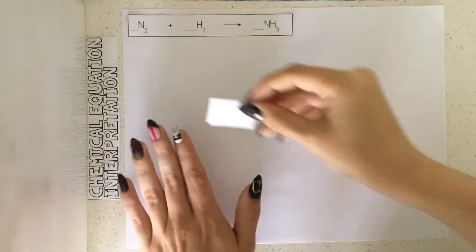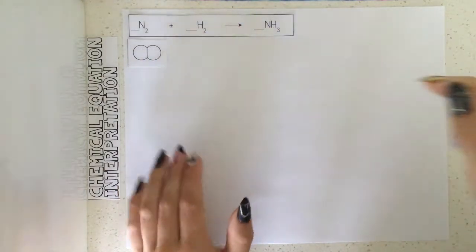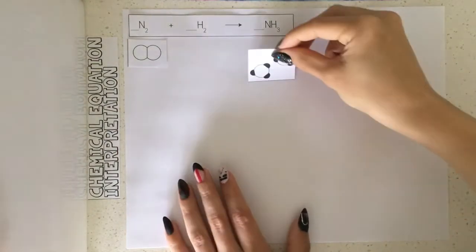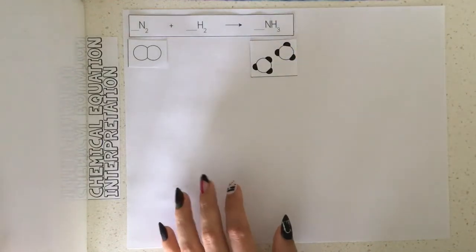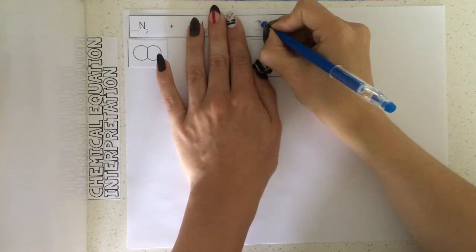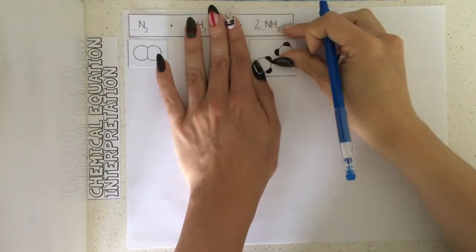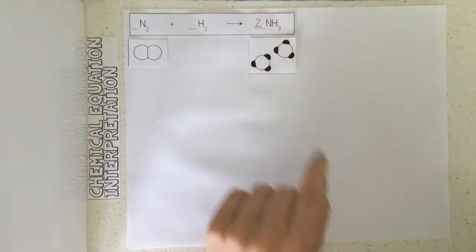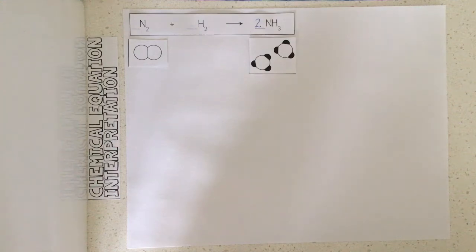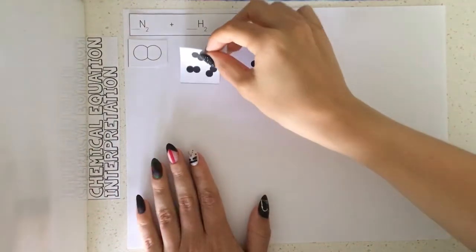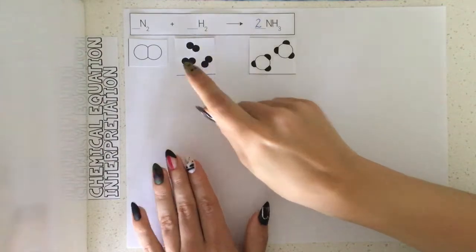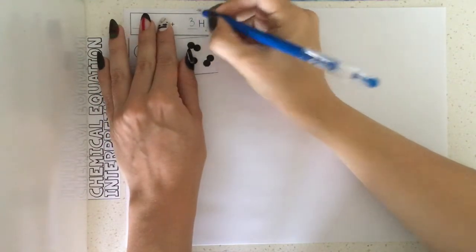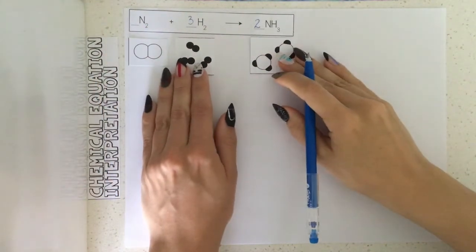Here, nitrogen is a diatomic molecule. Our product should also have 2 nitrogen atoms. So if we put a 2 in front of our ammonia to show that 2 molecules of ammonia are being created, that gives us 6 hydrogens. Since hydrogen comes in the form of a diatomic molecule, that means you need 3 molecules of hydrogen to come up with your 6 atoms of hydrogen. And that is our balanced reaction.